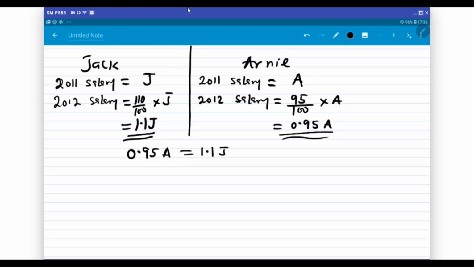Okay, so that means we have A to be equal to 1.1J divided by 0.95. So if you divide 1.1 divided by 0.95, what do you get? We have approximately 1.158 of J. 1.158 J. Okay, now how do we interpret this from what we already discussed in our last class?